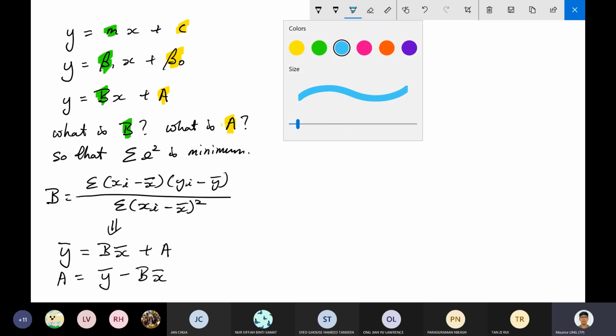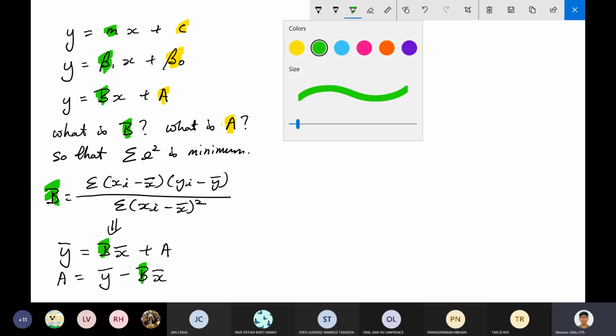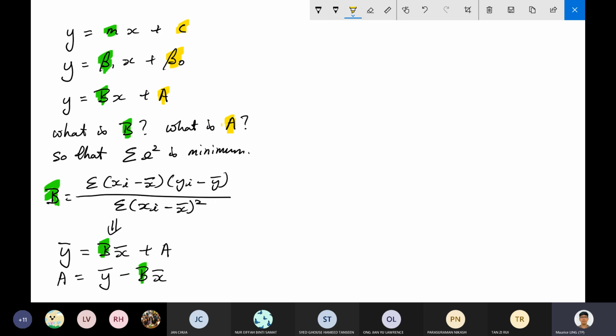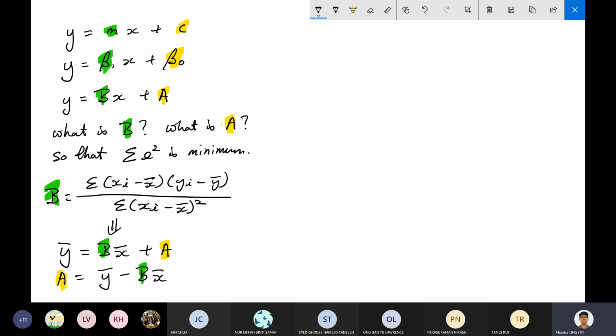Where's my B? B is my green, so this B, and then you put the B into here, and this is where you get your A. So solve here and solve here. Okay. After that, the whole thing you fit back into your equations. So far so good?